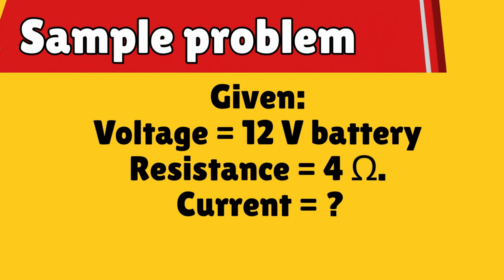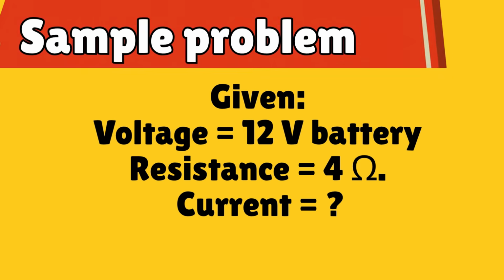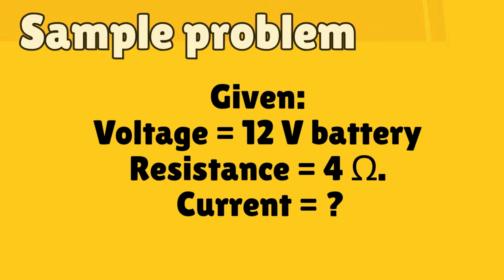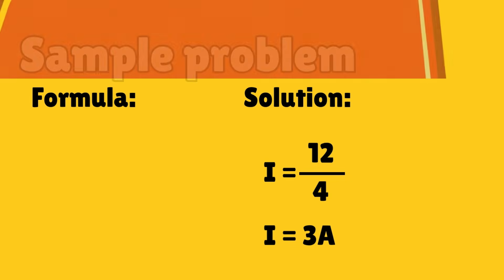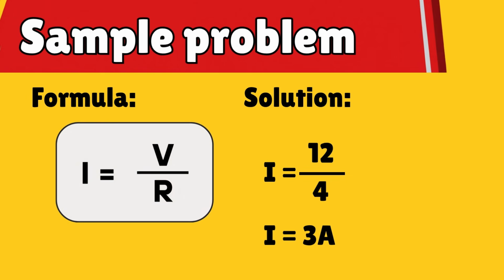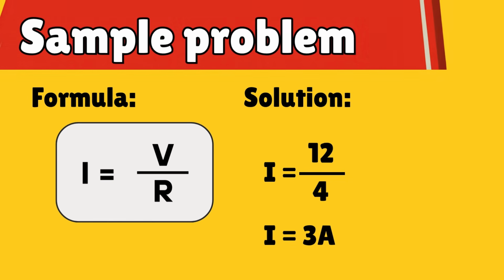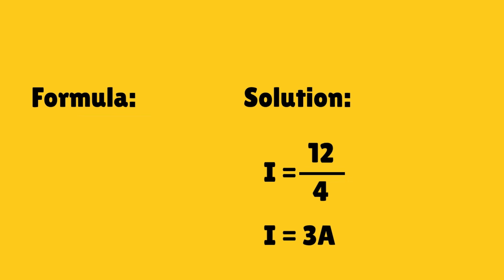So from our problem, the given values are voltage and resistance. Voltage equals 12 volts. Resistance is 4 ohms. The current is missing. So we will use the formula I equals V over R. So the solution is I equals 12 divided by 4. To get that, we will just simply divide them. So the correct answer is 3 amperes.